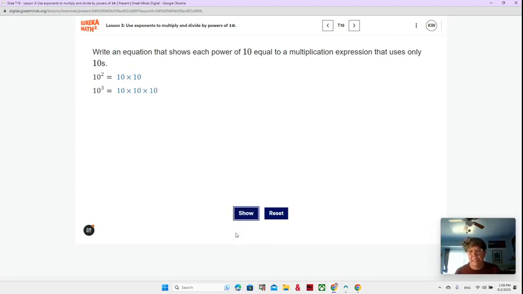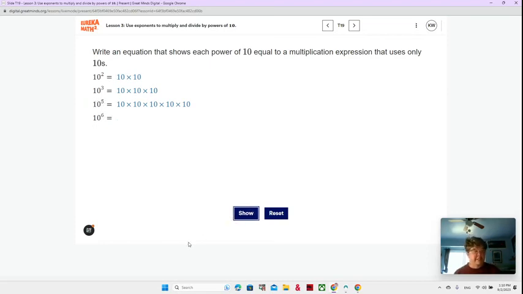10 times 10 times 10. Okay, make sure you're writing this down. This is your notes. If I'm going too fast, you can always pause me and write it down. Okay, 10 to the fifth power. What is the multiplication equation to show that? 10 times 10 times 10 times 10 times 10, right? 5 tens. This just means 10 times itself 5 times, right?